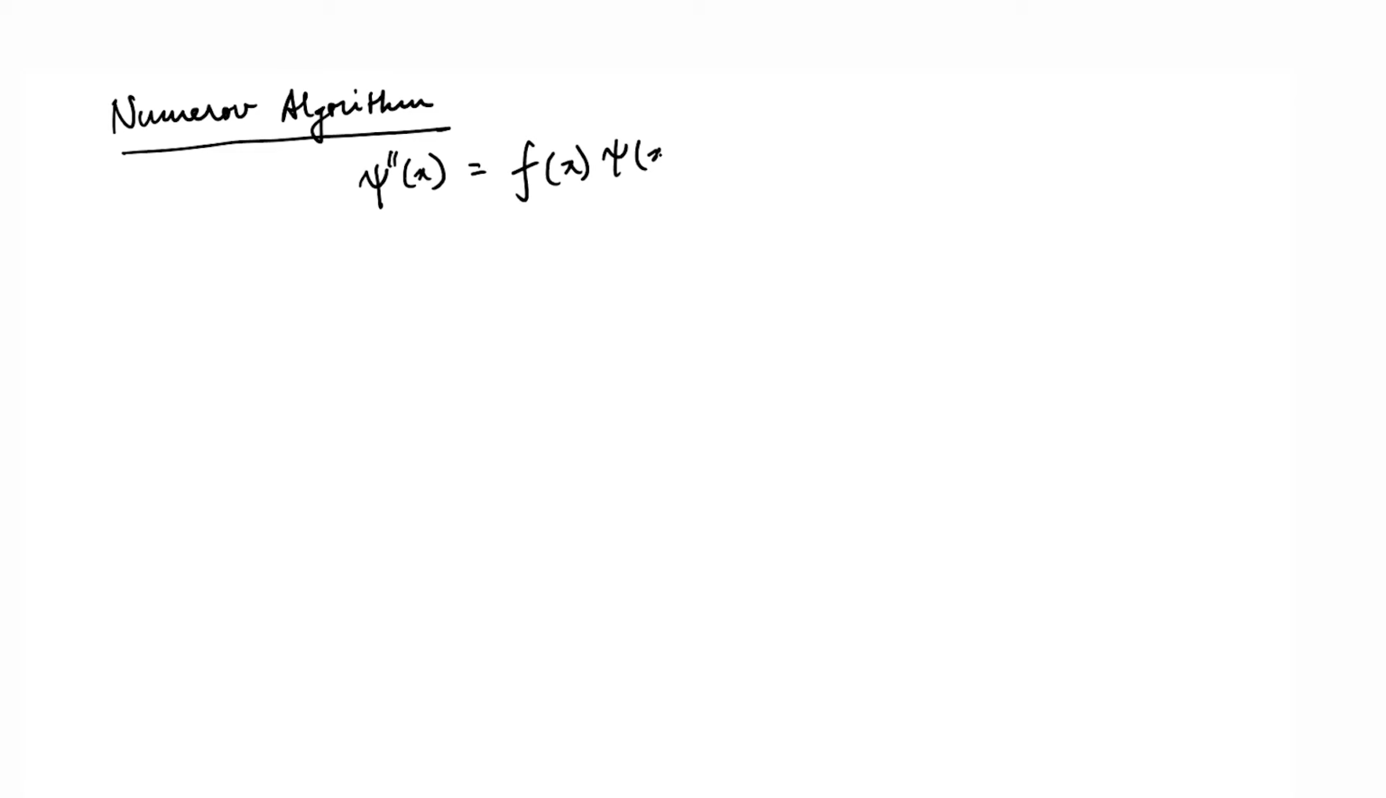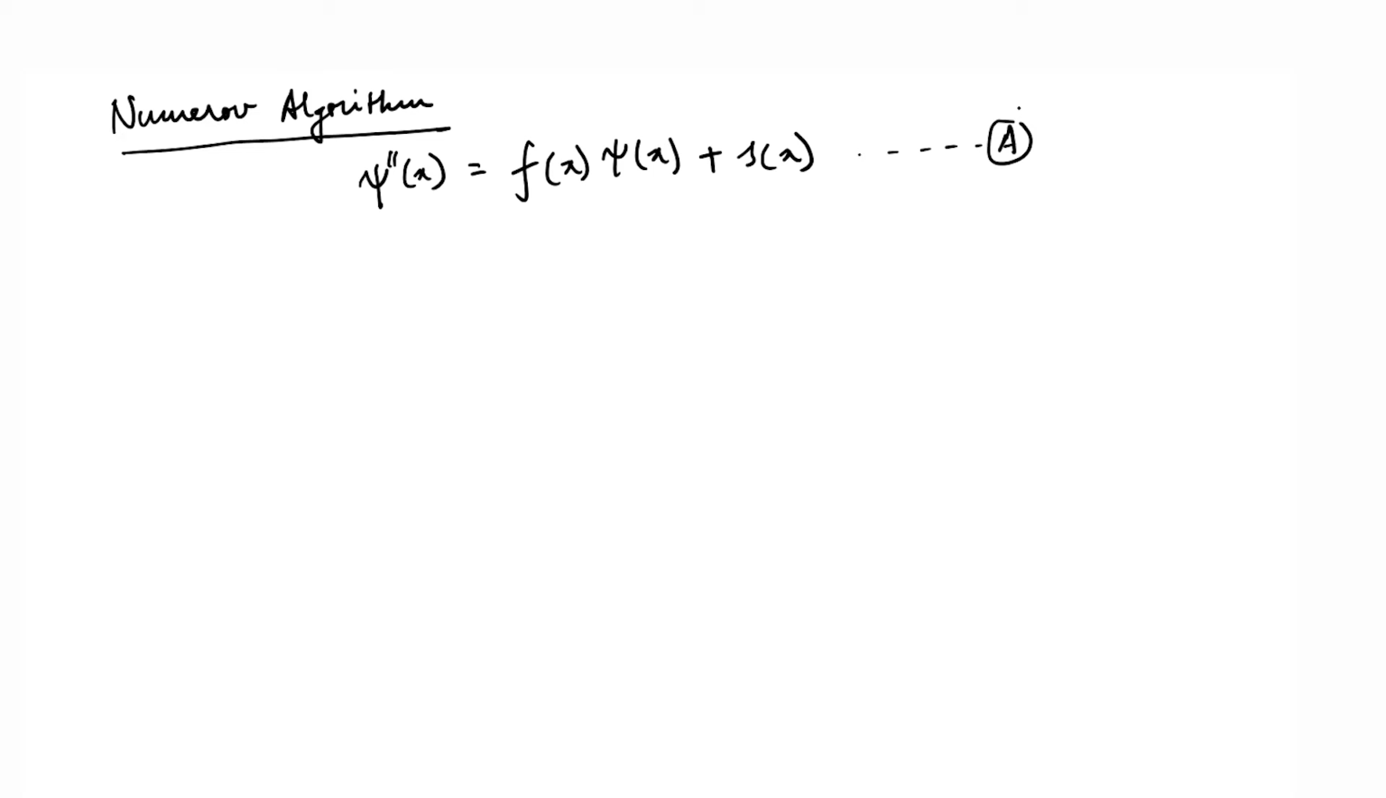So, now what we will see is we will look into the Numerov algorithm. The Numerov algorithm is typically used to solve second order differential equations of this form: psi double prime x equals f x psi x plus s x. This is a general second order differential equation form, which is typically solved using the Numerov algorithm.